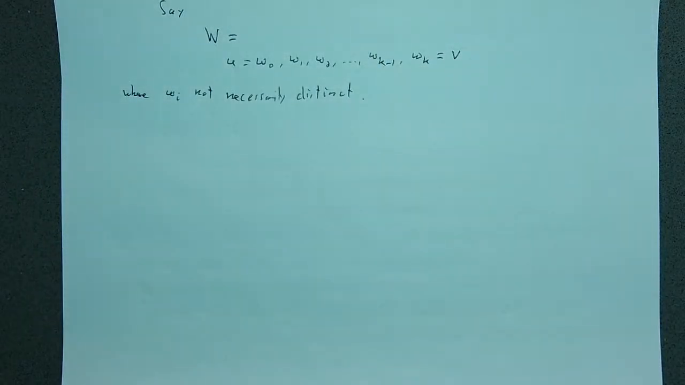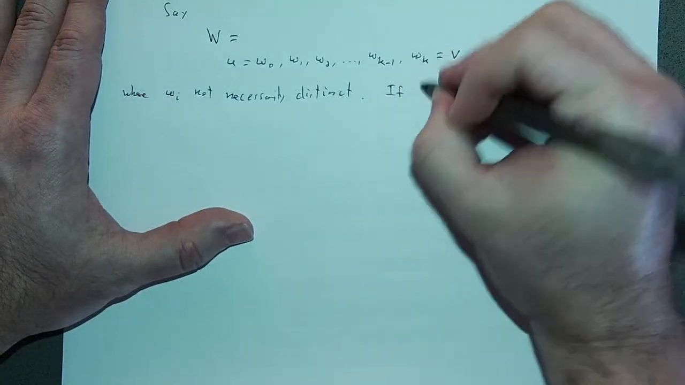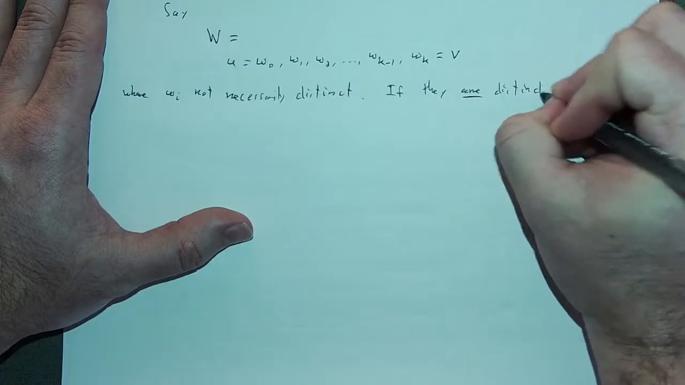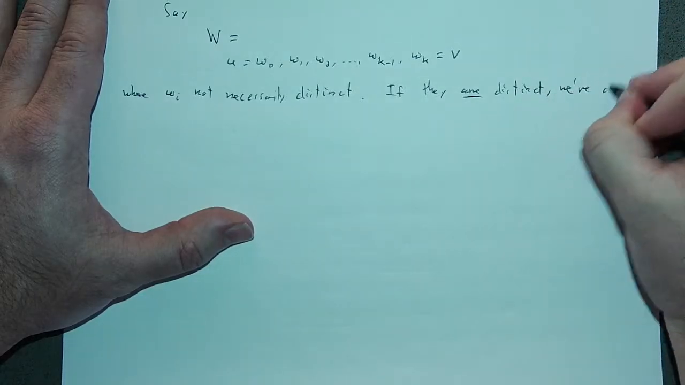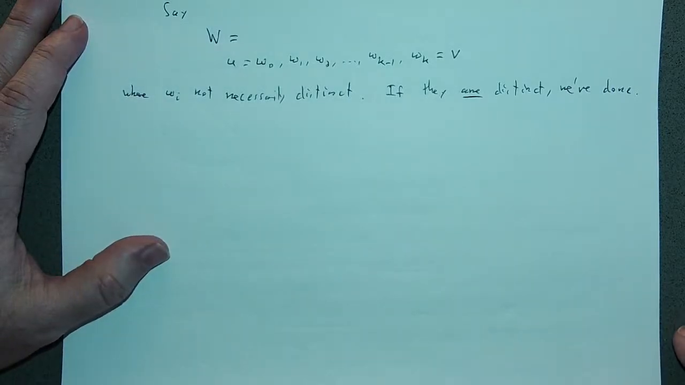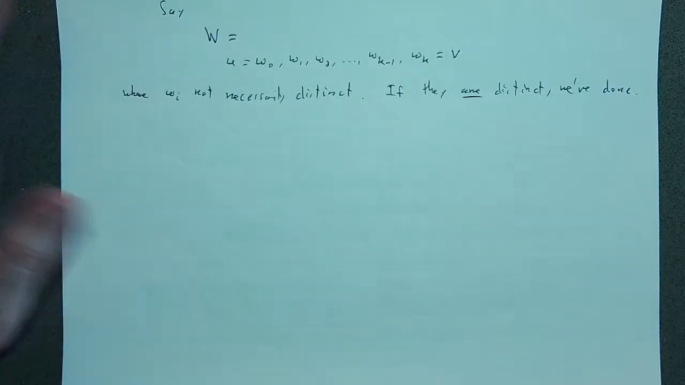Now, of course, if they are distinct, we're done. Why are we done? Our desire was to find a UV path. If the UV walk we started with was already a UV path, then of course it contains a UV path. It is itself a UV path, so we are done. So that's that. Then we must suppose that we're in the other case where these are not all distinct. There exists one that is repeated somewhere.